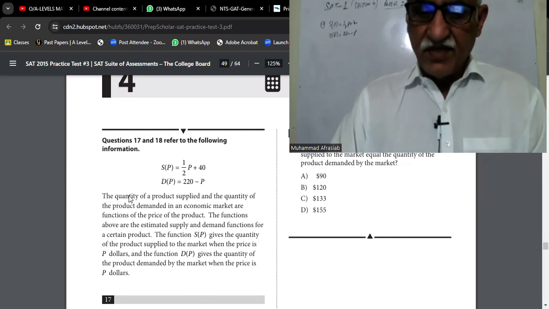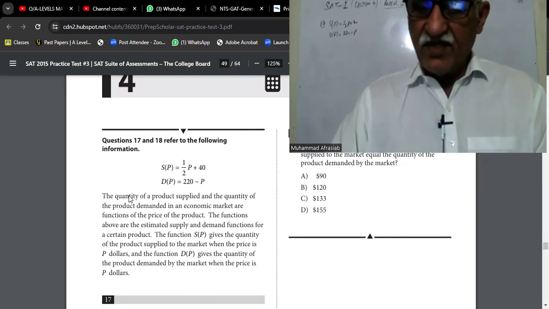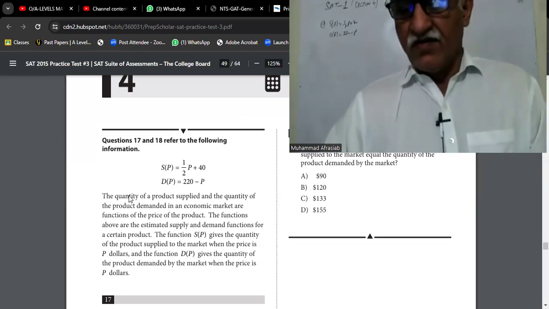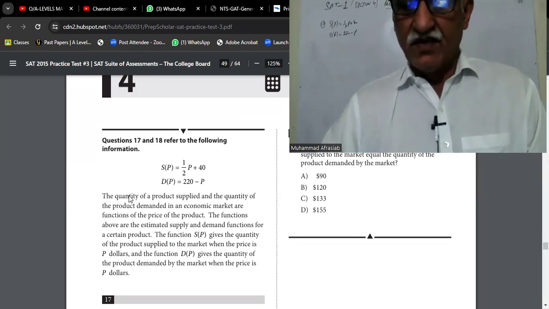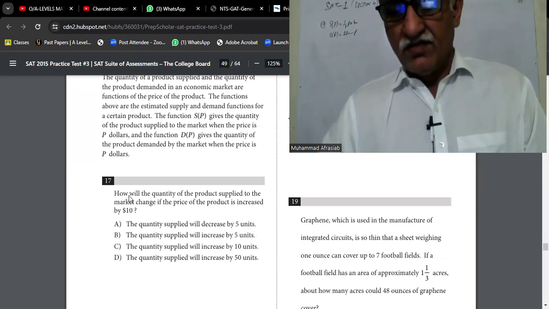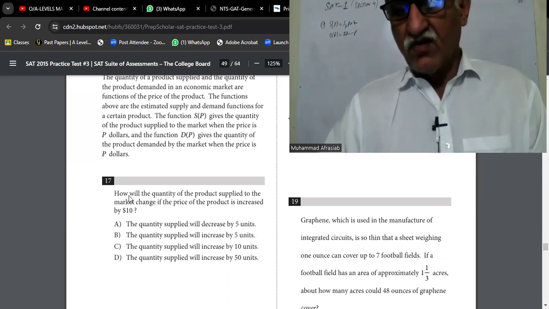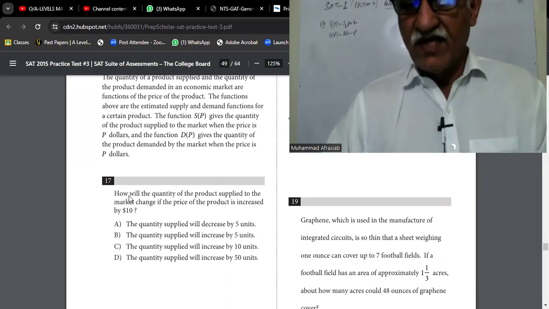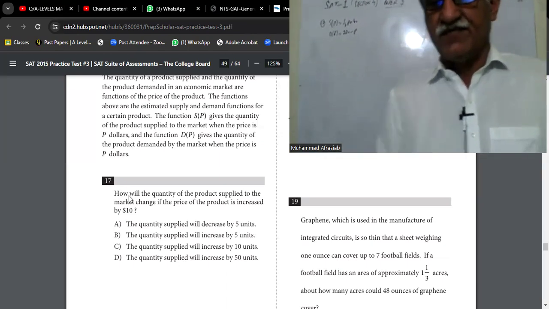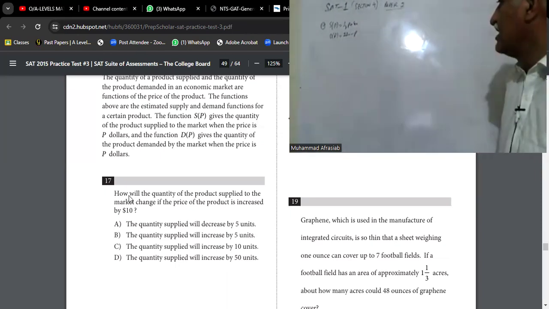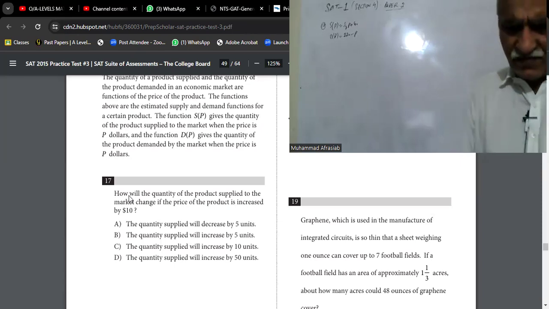When the price is P dollars, the function D of P is the quantity of the product demanded by the market when the price is P dollars. Now question number 17. How will the quantity of this product supplied by the market change if the price of the product is increased by $10?